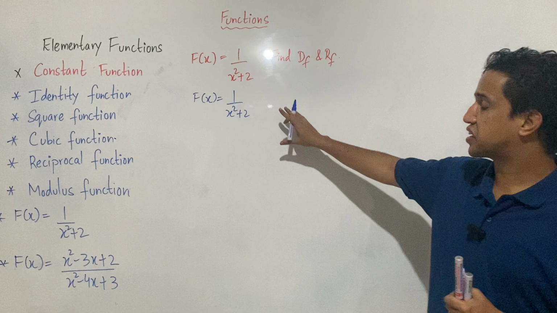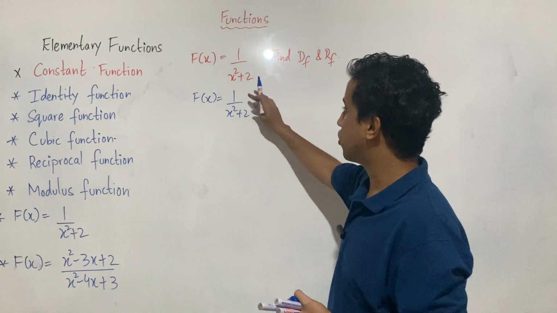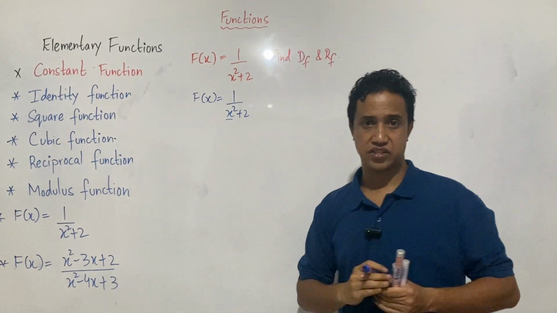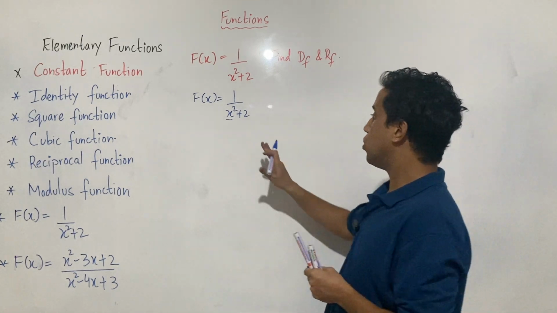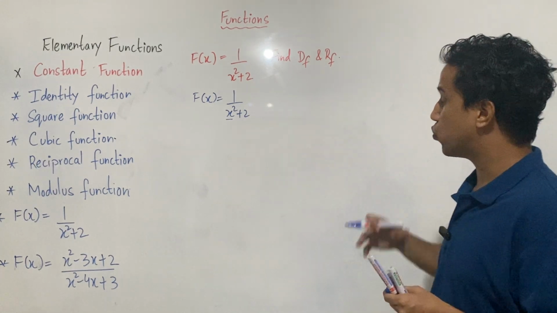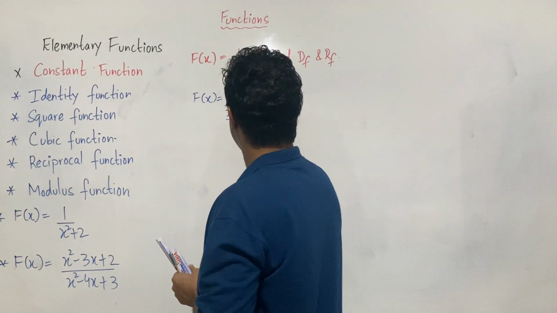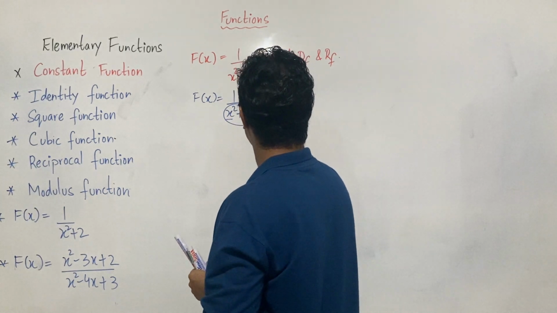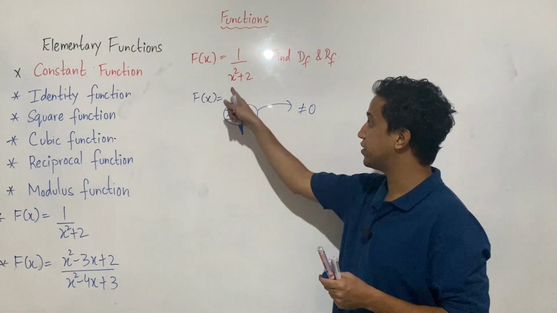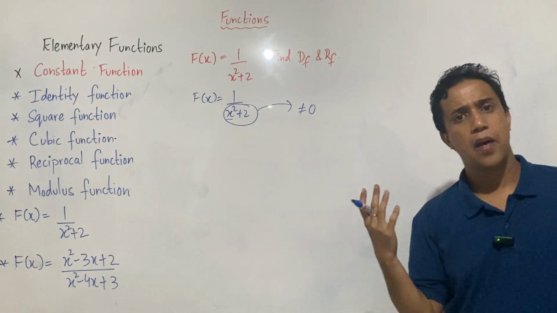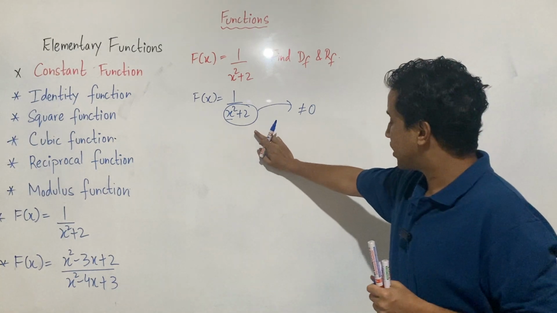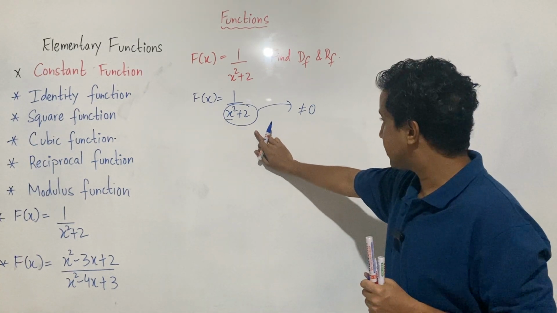Now this is a kind of reciprocal function, right? Yes, because it is of the form 1 by x. But here in the denominator, we have the square of x. Because this is a reciprocal function, we have to make sure that this quantity, x squared plus 2, must not be equal to 0, because if it becomes 0, then the whole function will not be defined. So is there any chance of this going to 0?